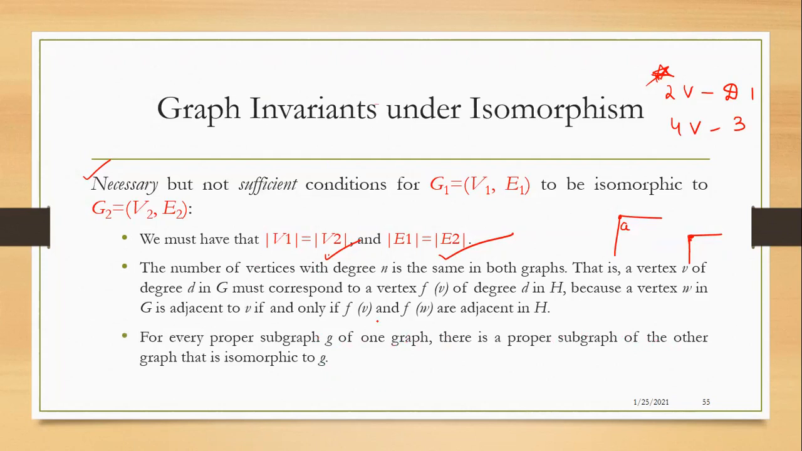Now in the earlier class, we studied the concept of subgraph. A subgraph is basically taking some part of the graph. Whenever you take some part of the graph G, then from the other graph also if you take some part, both of those subgraphs should also be isomorphic. Subgraph 1 and subgraph 2 must be isomorphic.